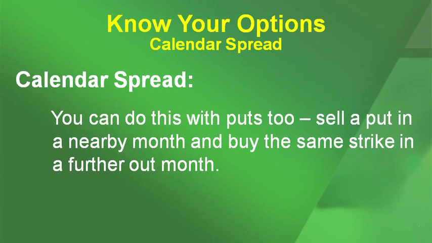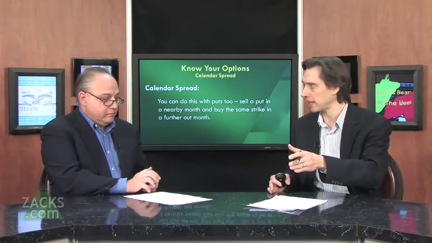Now, you can do this with puts as well. You can sell a put in a nearby month, and you can buy the same strike in a further out month. But as you would expect, if you did the call calendar spread, you would have a neutral to bullish bias. If you did it with puts, you would have a neutral to bearish bias. Also, you can sell a calendar spread, which means you would be buying the nearby month and selling the further out. In that instance, you would actually be putting this on as a credit, but for today's conversation, we're going to be focused on the long side, which is the debit spread.